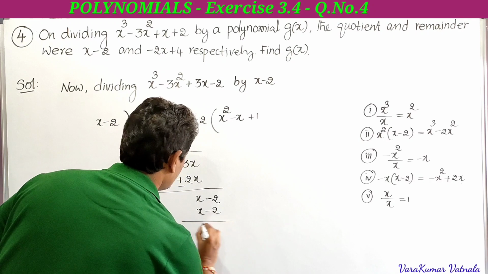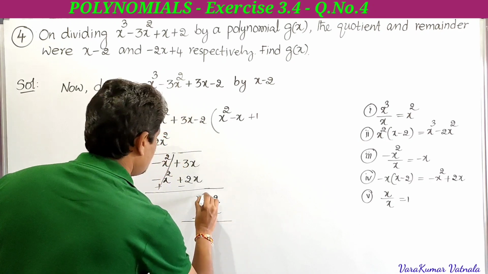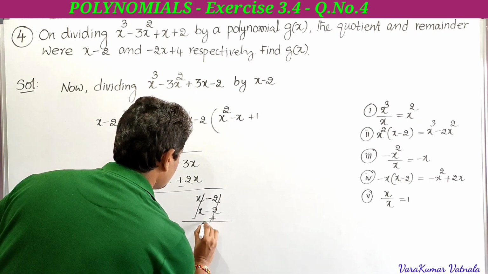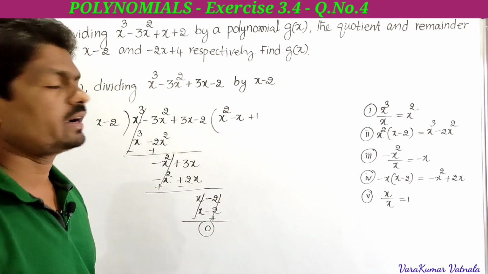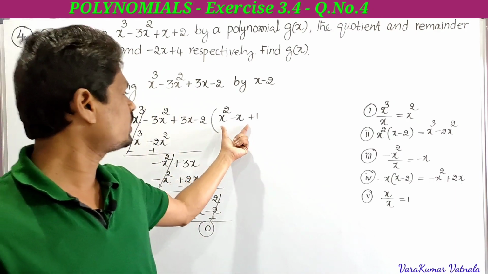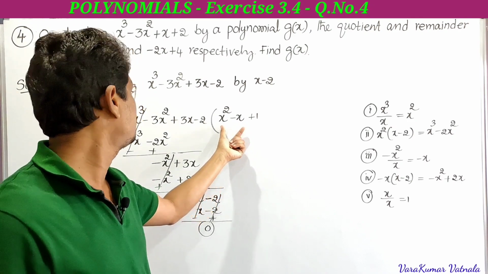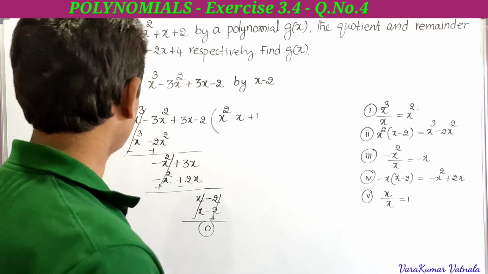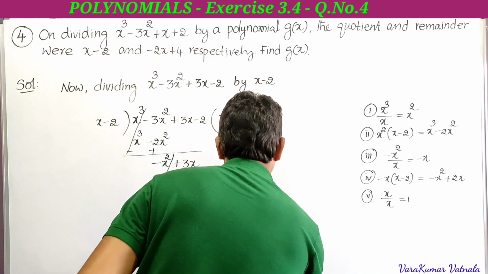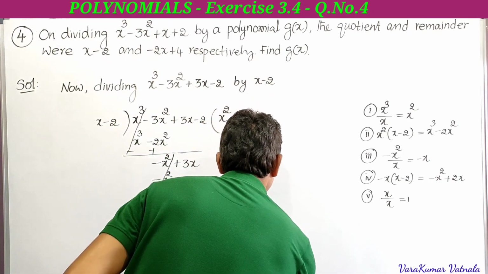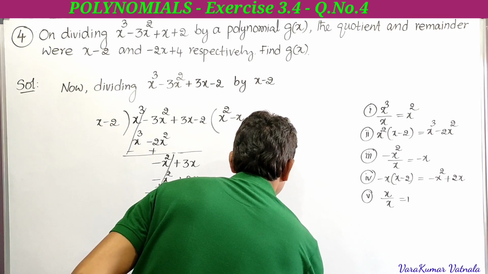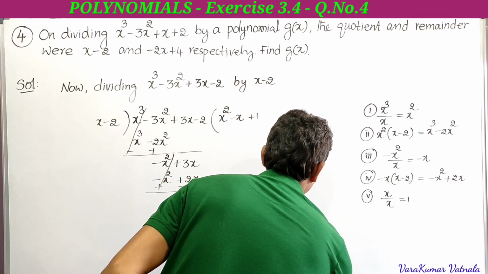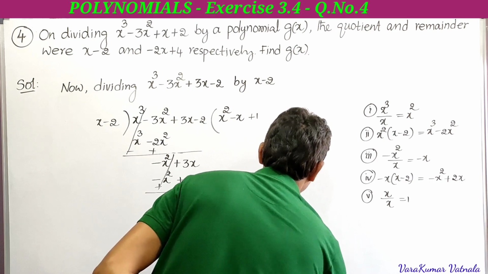Now subtract, the signs change. Plus x minus x gets cancelled, minus 2 plus 2 gets cancelled. We get 0 as a remainder. So now this quotient x square minus x plus 1 is g of x. Therefore g of x is equal to x square minus x plus 1.